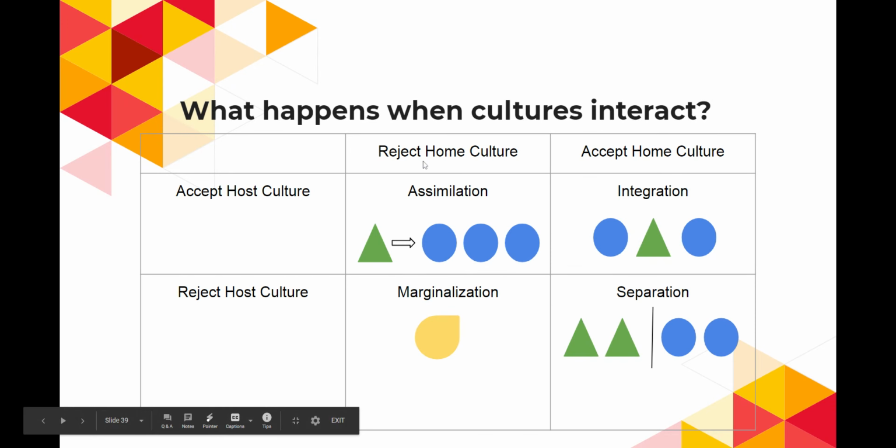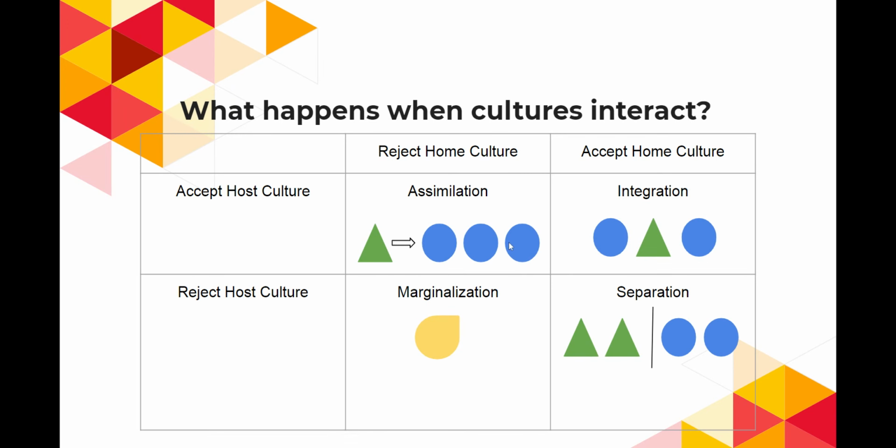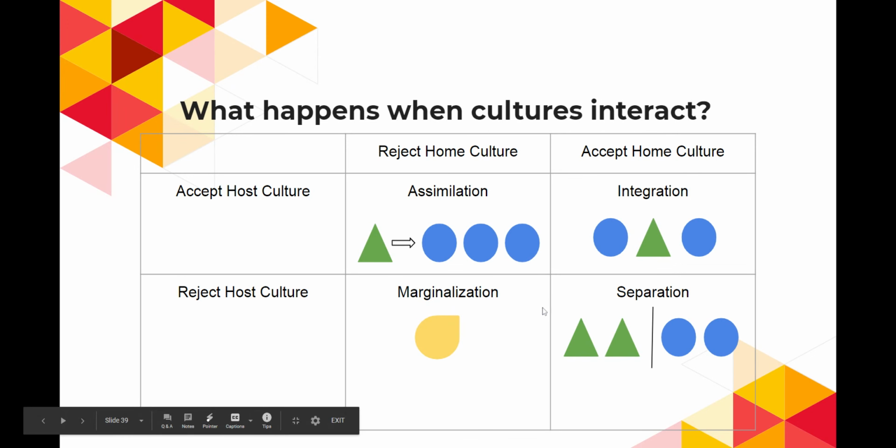If you're rejecting the home culture and accepting the host culture, that's what we call assimilation. If you're accepting both of them, that sounds pretty good to me, we would call that integration. If you're accepting the home culture but rejecting your host culture, we would call that separation. And if you're rejecting both of those, that would be marginalization.